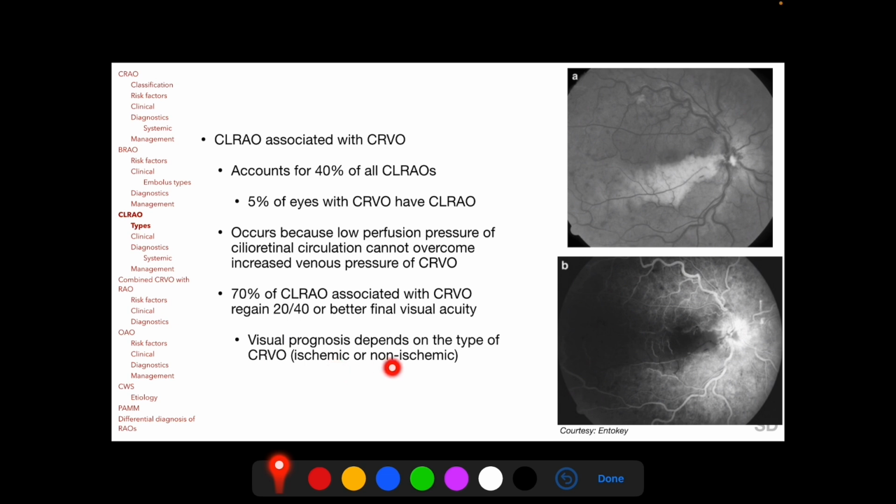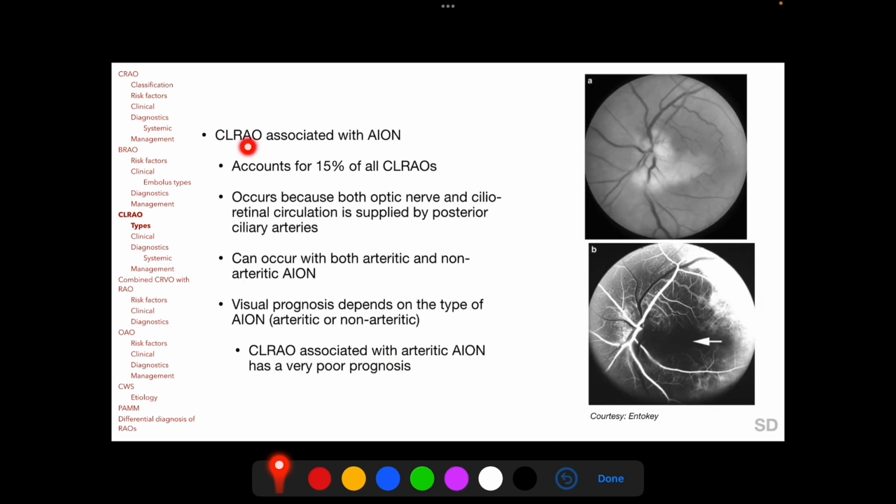ischemic or non-ischemic. CLRAO associated with acute ischemic optic neuropathy, as seen in this red-free photograph and in this fluorescein angiogram, accounts for only 15% of all CLRAOs. CLRAO occurs in an eye with acute ischemic optic neuropathy because both the optic and the cilioretinal circulations receive blood supply from a common source, the posterior ciliary arteries.